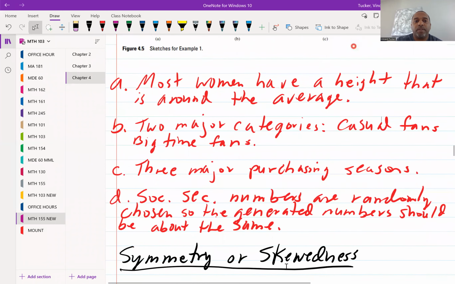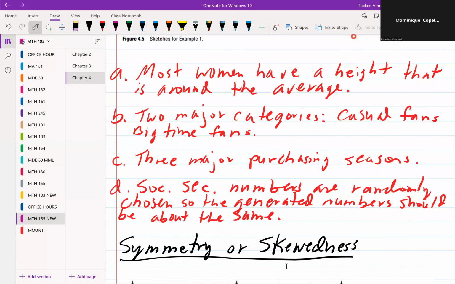Am I still copying? What would change D to be a different type of graph? It would have to be a different scenario altogether. Basically, if your social security numbers were chosen in a different way, since it's done randomly, it's generally created, so there's no real rationale.